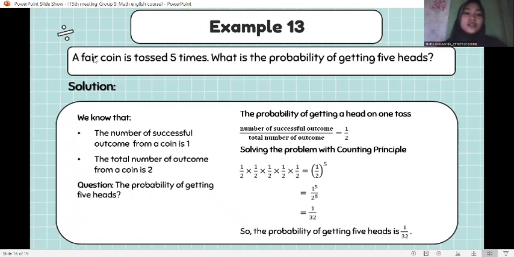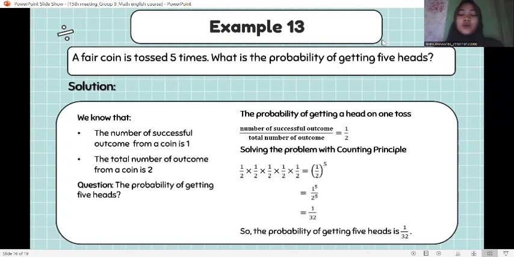Next is example 13. The question is, a coin is tossed 5 times. What is the probability of getting 5 heads? So the solution is, from the question, we know that the number of successful outcomes from a coin is 1, and the total number of outcomes from a coin is 2. The question is the probability of getting 5 heads. So the probability of getting a head on one toss, number of successful outcomes over total number of outcomes, equals 1 over 2, one half.